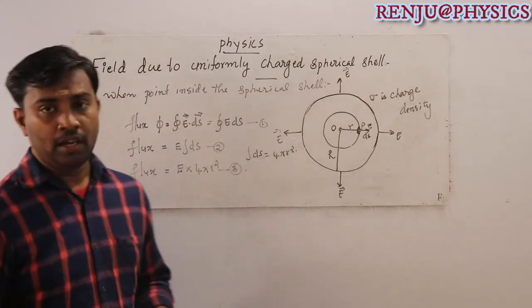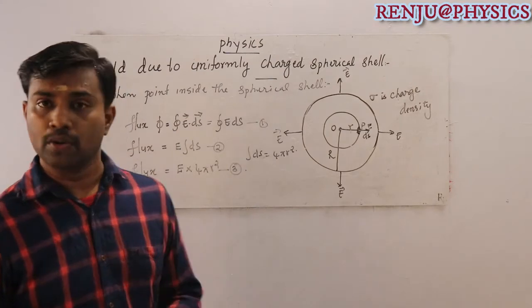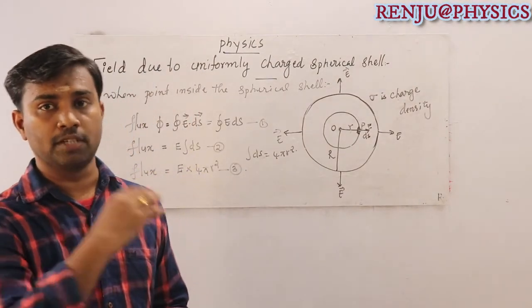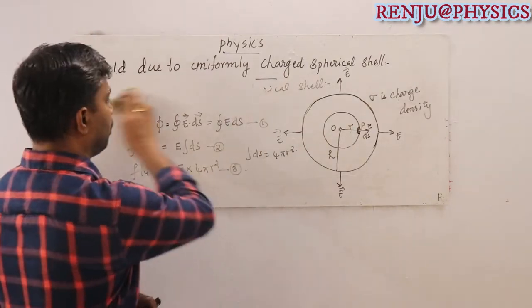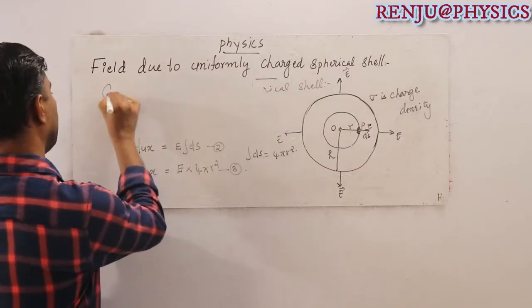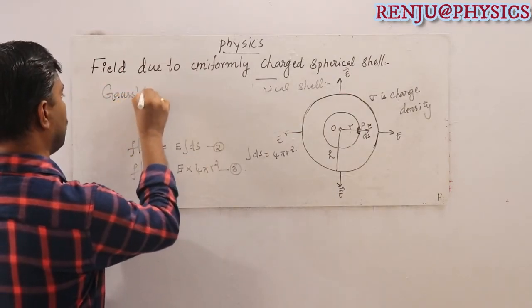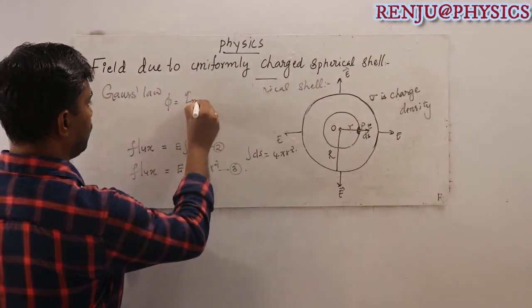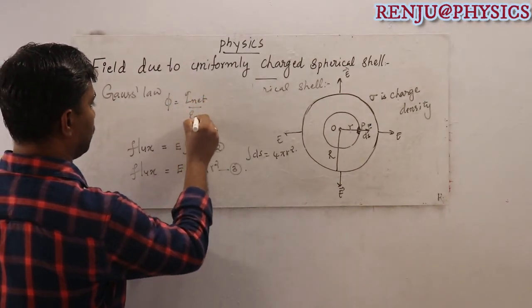Okay. Now we are going to apply Gauss's law. So Gauss's law states that the flux is Q net by epsilon 0. According to Gauss's law, we can write the flux phi is equal to Q net by epsilon 0.